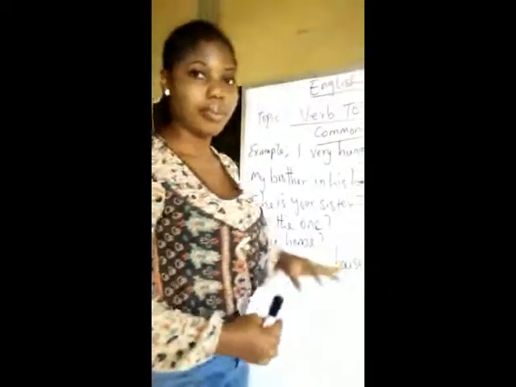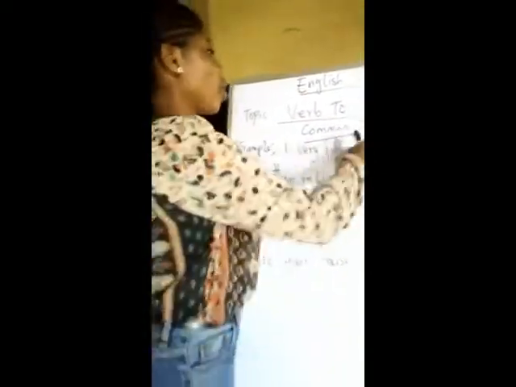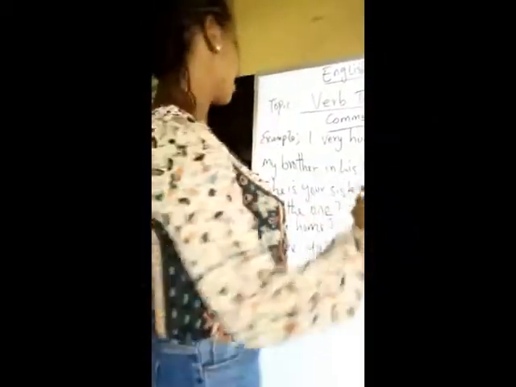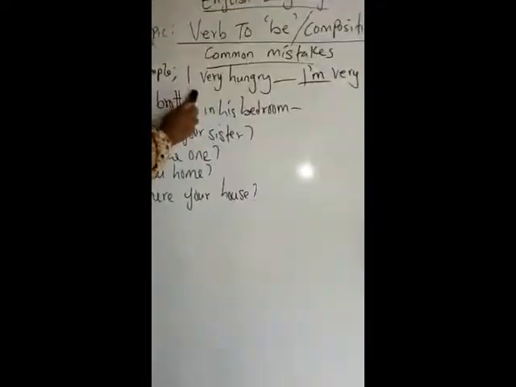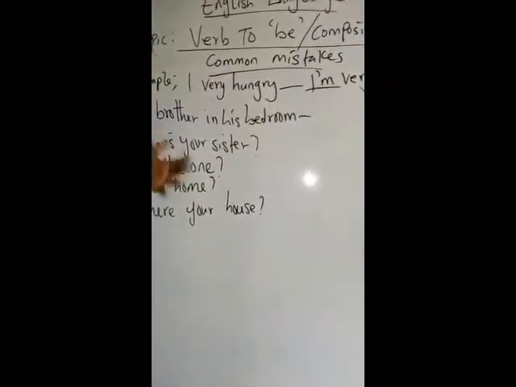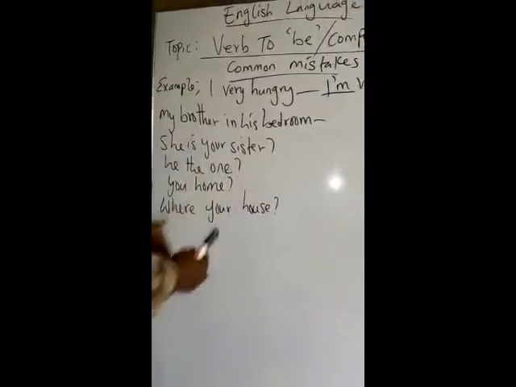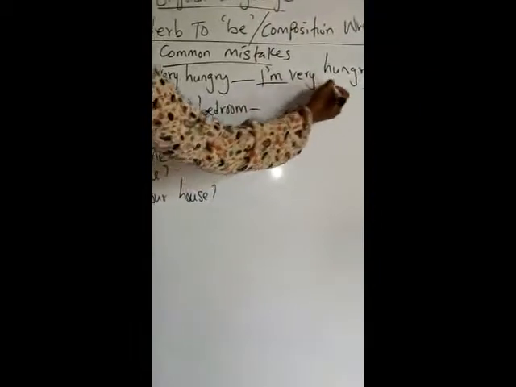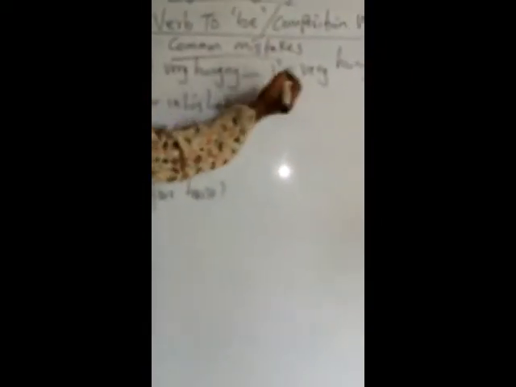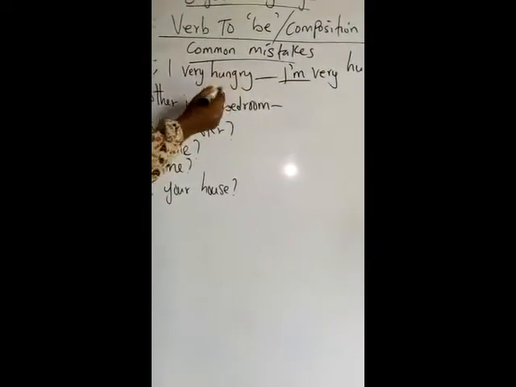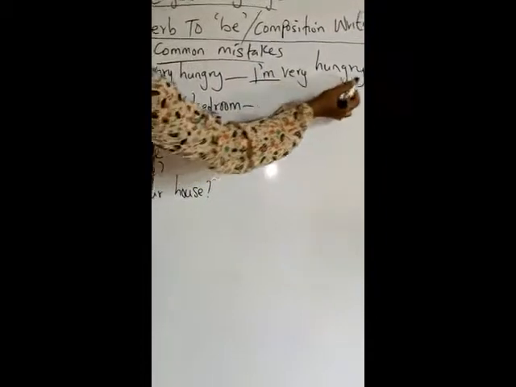So now this is the final part that I want us to touch: common mistakes we make when we are speaking English. There are some common mistakes we make, so now let's correct them. For example, I very hungry. What verb to be can we put in this sentence to make it correct? I've already written it here. I'm very hungry. It makes more sense. Am, see, verb to be. Instead of I very hungry, we can say I'm very hungry.